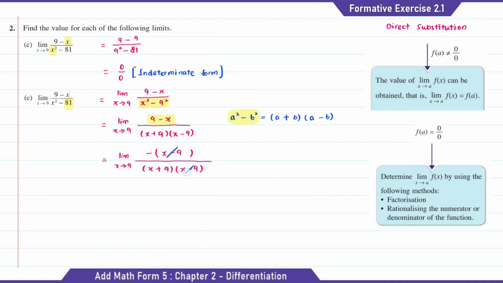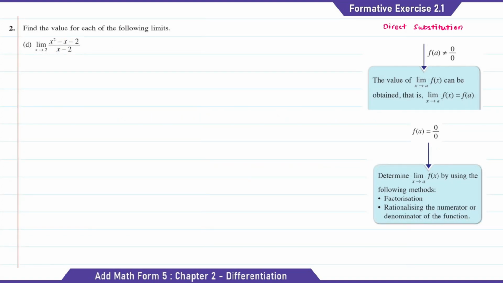So now I can cancel for the x minus 9. So what is left will be negative 1 over x plus 9. So now I'm going to substitute the x here with 9 as x approaches 9. This is equal to negative 1 over 9 plus 9, which is equal to negative 1 over 18.